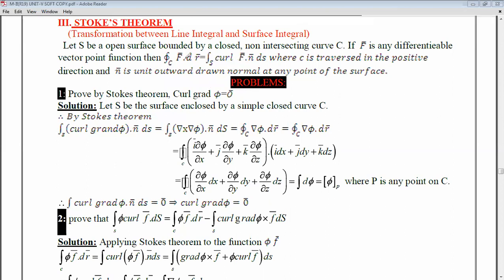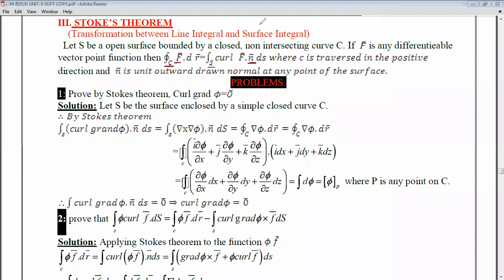Okay. So don't write only a single line, integral f bar dot dr bar is equal to this one. You need to write, explain this. S is nothing but an open surface, and this is bounded by a closed and non-intersecting curve C. And here we are taking f bar as a differentiable vector point function, and n bar is nothing but the outward unit normal vector which is drawn to the surface at any point of the surface. So like this you need to write.